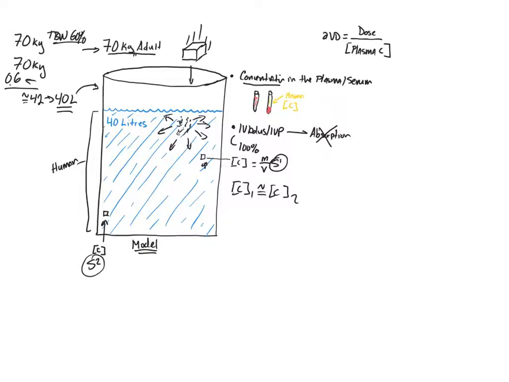If I sample the concentration in one area of this 40-liter collection of water, I should have roughly the same concentration in another area. Okay? Cool. Now, we know that's not exactly the case in real life, but let's start here because this is going to form the basis of understanding. Okay, so there we go.